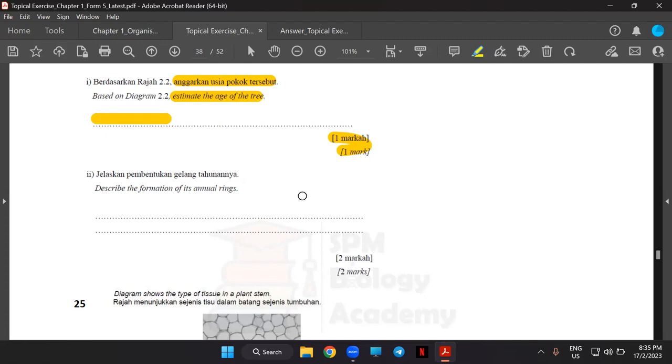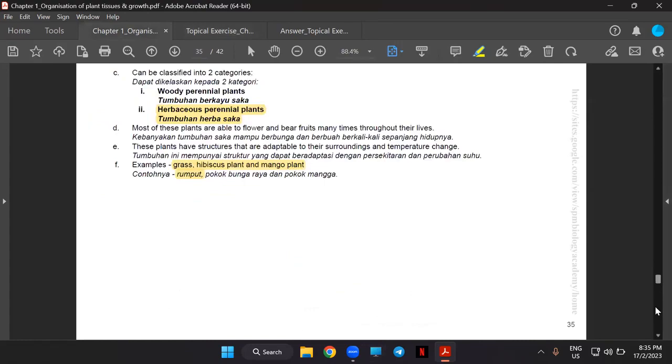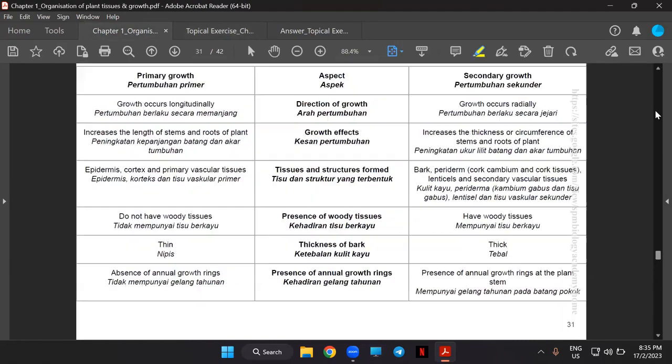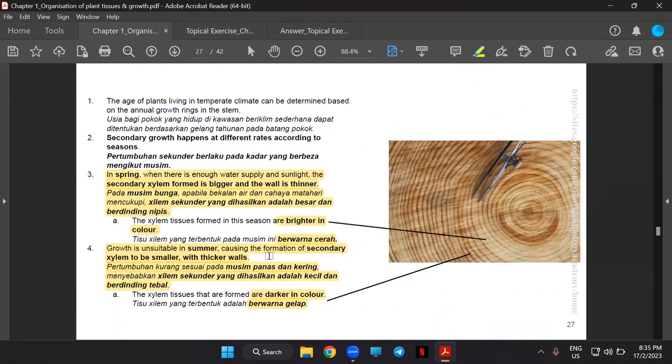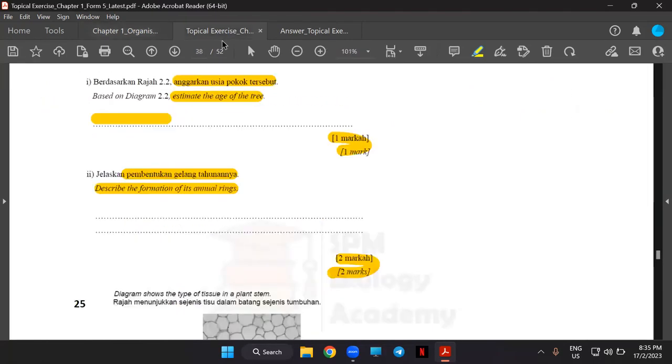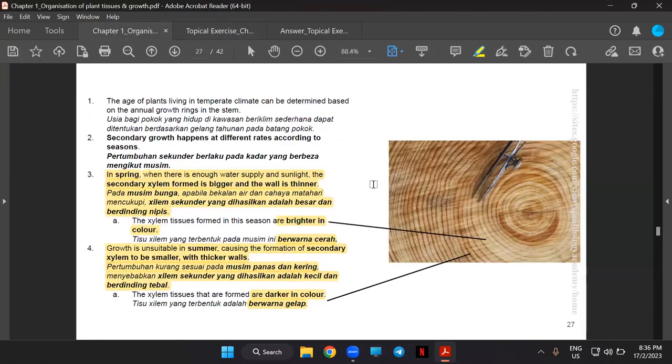Okey, soalan yang kedua. Jelaskan pembentukan gelang tahunannya. Describe the formation of its annual ring. Dua markah. I think we already wrote this just now. Do you still remember? Let me show you the answer again. This is the one yang kita tulis tadi itu. Remember? Okay, you write first. You tulis jawapan dia.